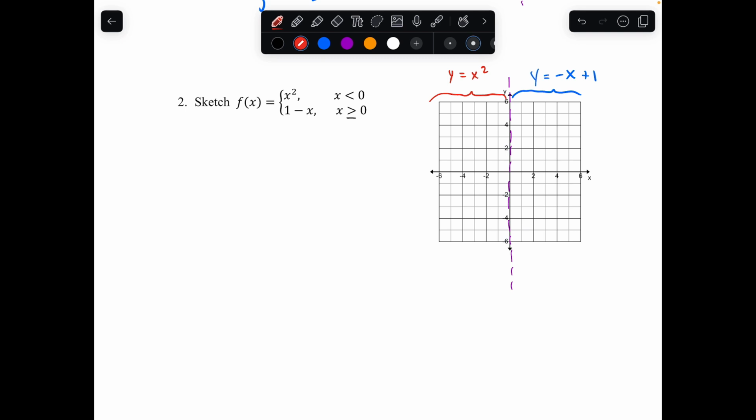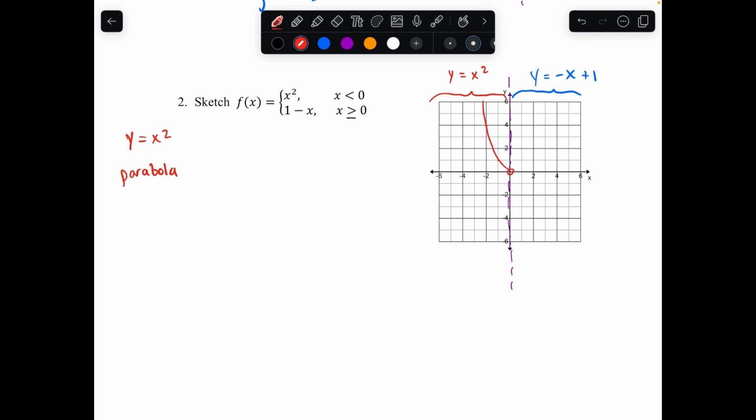So, looking at the left side of our graph, we have y is equal to x squared. Now what is y equals x squared? Well, that's a parabola. I'm going to go ahead and start graphing that. Now I'm not going to include 0, so I'm going to make sure I put an open circle. -1 squared is 1. And -2 squared is 4. So I can use that to help sketch out my graph.